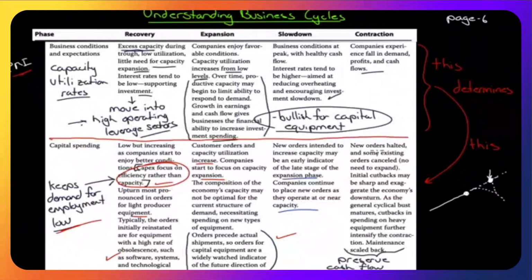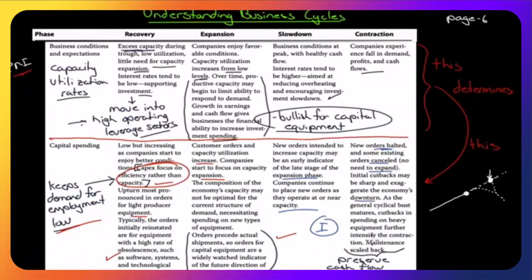Contraction: new orders are halted, and some existing orders canceled if they can be canceled because there is no need to expand. Initial cutbacks may be sharp and exaggerate the economy's downturn. This is why we say the investment component of GDP is highly cyclical. As the general cyclical bust matures, cutbacks in spending on heavy equipment further intensify the contraction.